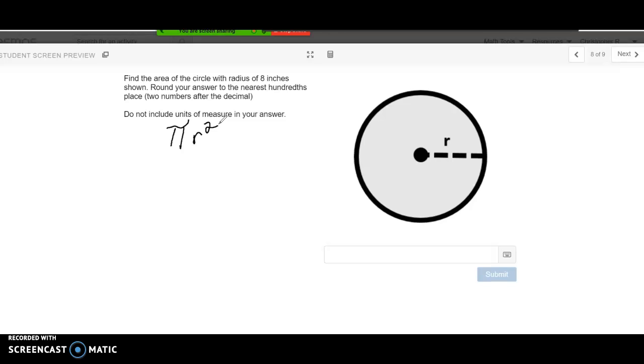Okay, so all I need to know is what is the radius of this circle. So they give me 8 for the radius. So that means this r is equal to 8. So my formula is going to be pi times 8 squared. Again, we're going to use our Desmos calculator. So you should go ahead and create a tab for that so that you can just click back and forth on that.